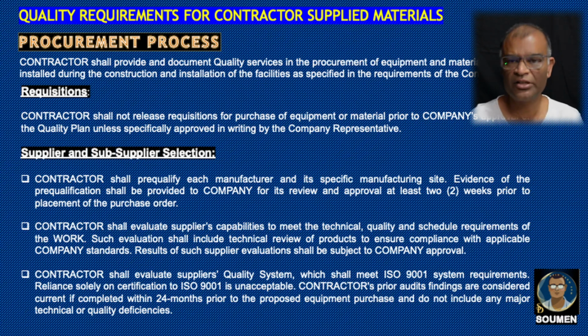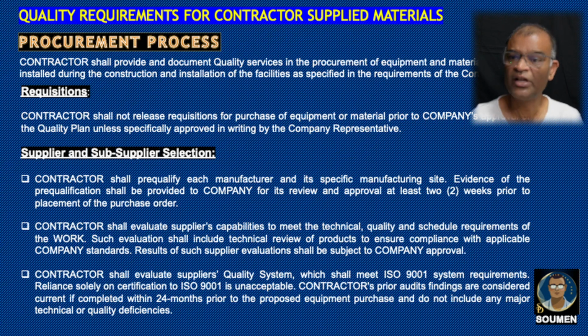First come the material requisitions or MR. Contractor shall not release the requisition or purchase the equipment or material prior to company approval. Supplier and sub-supplier selection. If contractor fails to select a good supplier or good manufacturer for the material, the quality might be affected. So there are certain restrictions we will be discussing here.